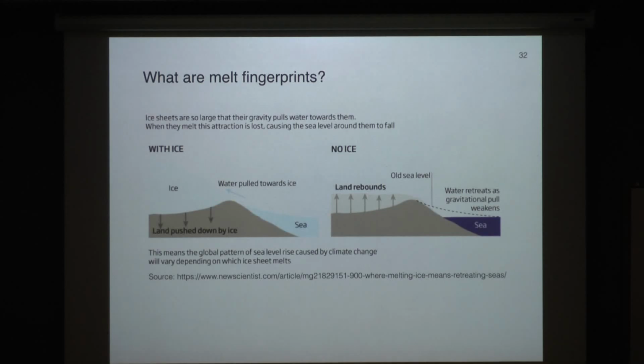And then as that ice melts, you will get a global average sea level rise, but the sea level in the vicinity of the ice sheet that melted will actually fall, because that mass is no longer concentrated in this region, and that concentrated gravity anomaly is gone.